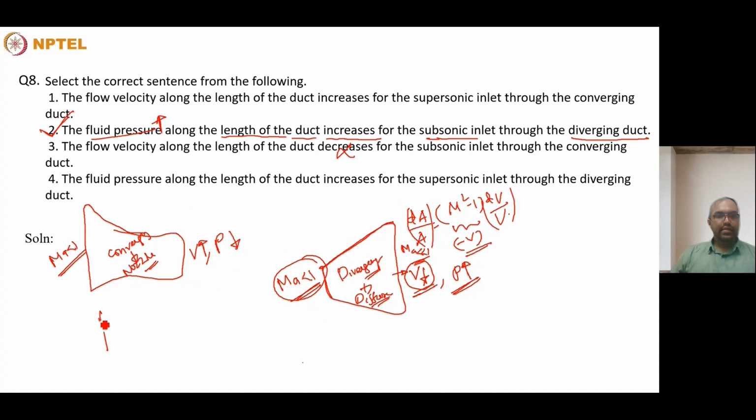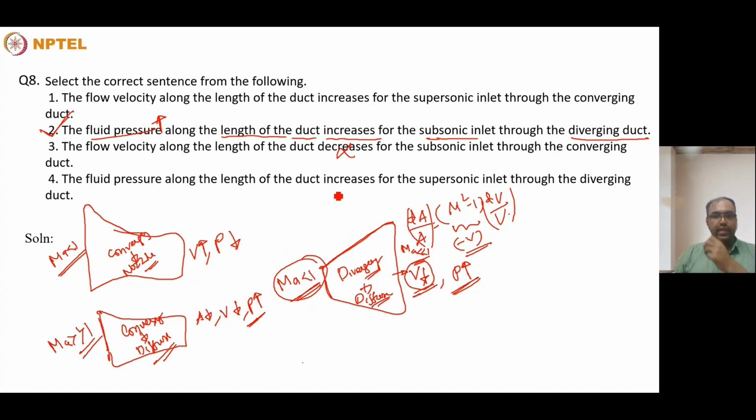And similar analysis for a converging duct for Mach number greater than 1, from this equation: as area decreases, velocity decreases, but pressure increases. So the converging section will be acting as a diffuser. For a supersonic inlet, a converging duct acts as a diffuser where the pressure increases and the velocity decreases. So this option is wrong.